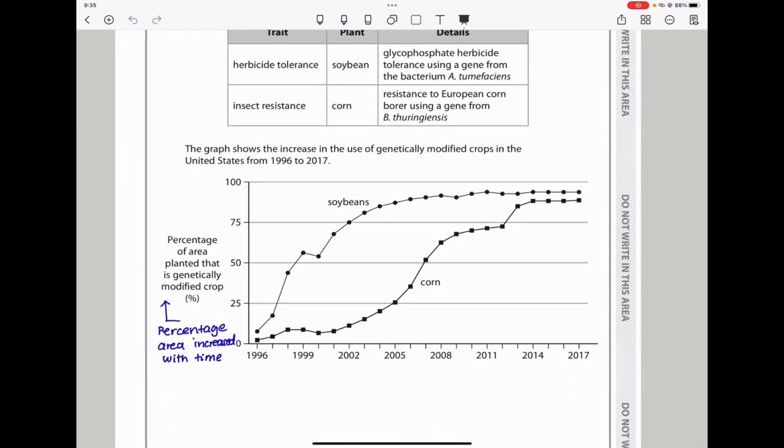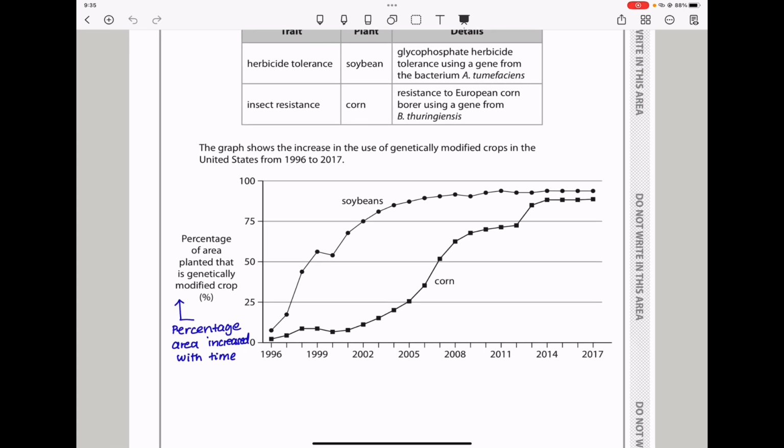They say the graph shows the increase in the use of genetically modified crops in the United States from 1996 to 2017. When we observe the graph, on the vertical axis we see the percentage of area planted that is genetically modified crop. On the horizontal axis we have the time in years. Initially, there was a high increase in area where soybeans were planted in comparison to corn, but from about 2014 we can see the area where corn is planted increased greatly.